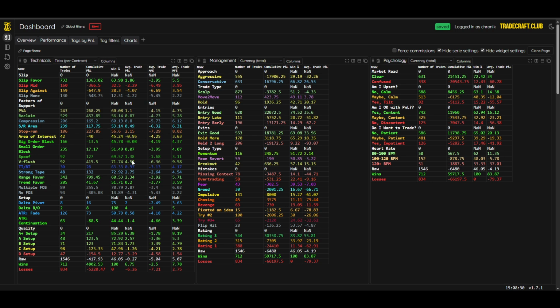So 155 here. Right here. So I want to know the difference. Wait, for me, the only one that has positive risk reward is slip favor. The rest have negative. So 3. Yeah.